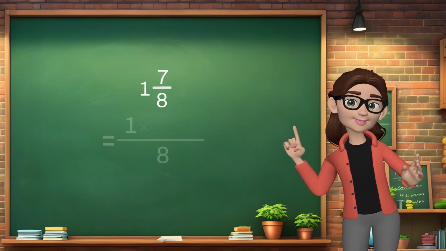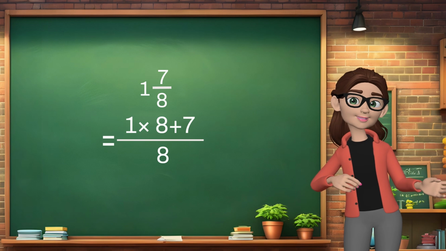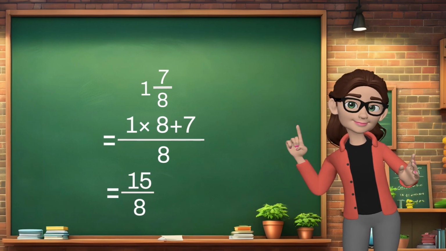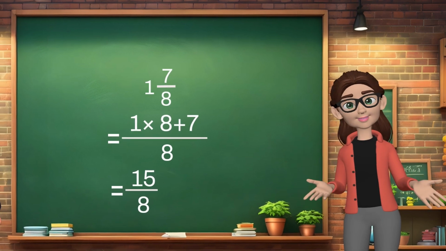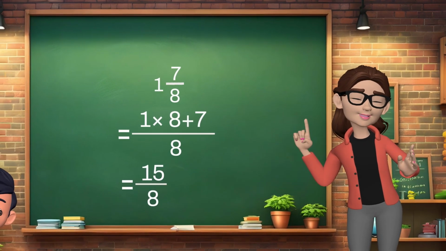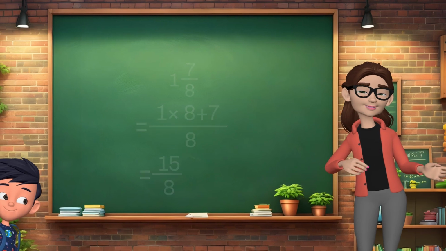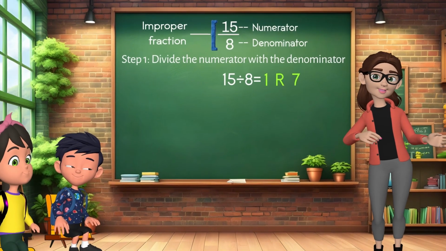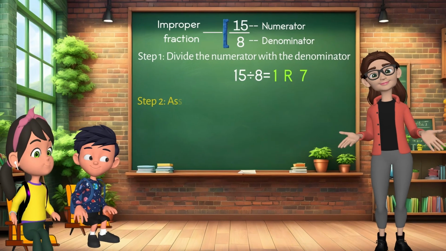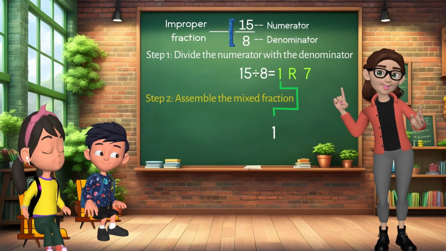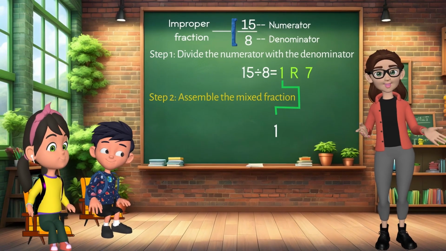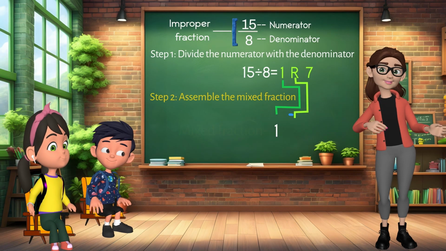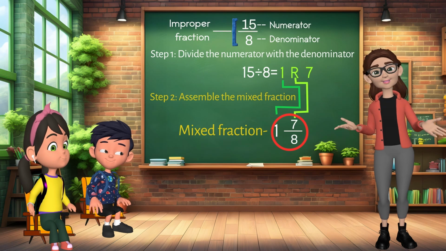A mixed fraction can be converted into an improper fraction. Here, if we multiply 8 by 1 and then add 7, it becomes 15/8, which is an improper fraction. Similarly, any improper fraction can be converted into a mixed fraction also. In case of improper fraction 15/8, if we divide 15 by 8, we get quotient 1 and remainder 7. We get quotient 1 as whole number and remainder 7 as numerator of fraction part. So, fraction part equals 7/8 and the mixed fraction is 1 7/8.